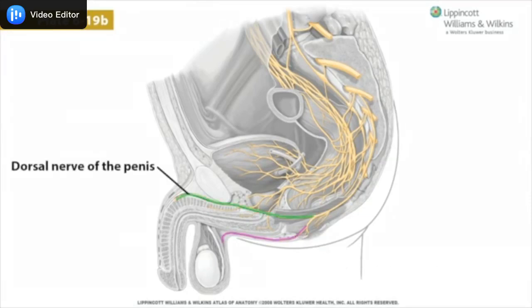The dorsal nerve of the penis or clitoris travels superiorly along the medial edge of the ischiopubic ramus to reach its target genital organ, to which it supplies sensory innervation.